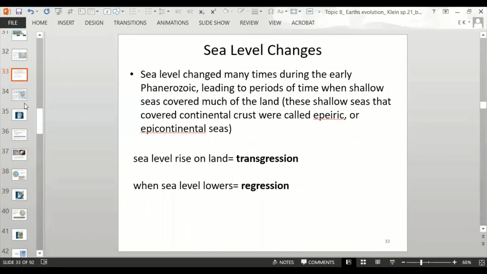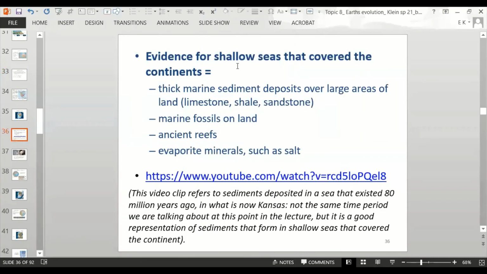Okay, so just to summarize, evidence for shallow seawater covering continents are that now we have thick marine sediment deposits that are like limestone, shale, and sandstone, marine fossils, ancient reefs, and evaporite minerals like salt.